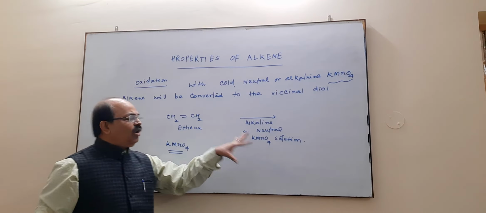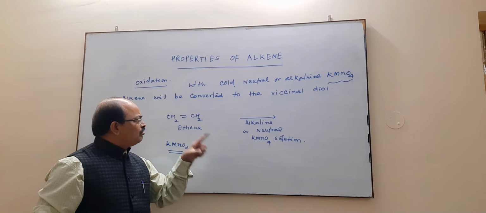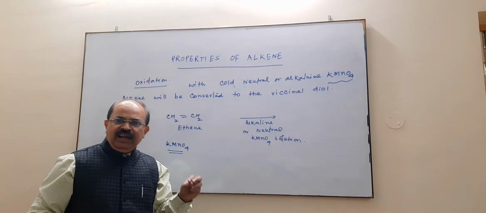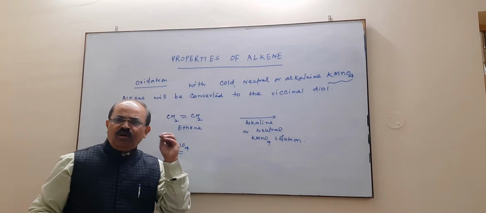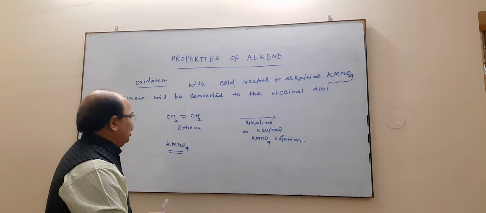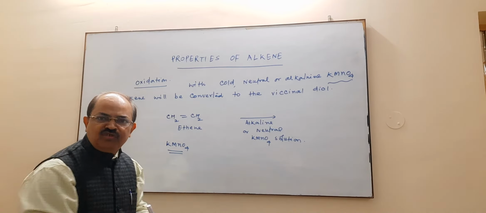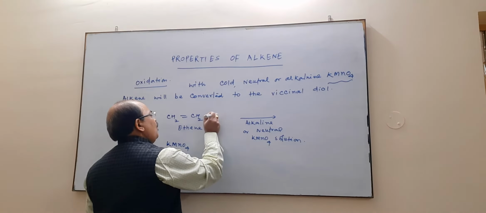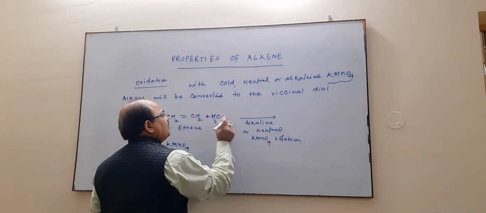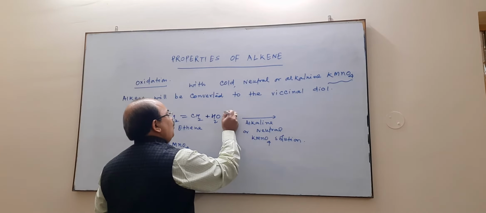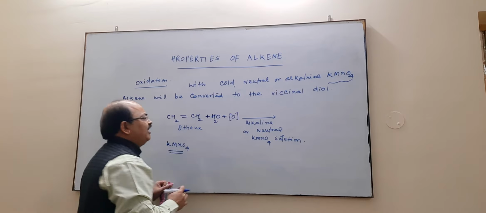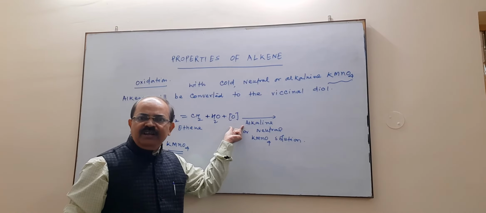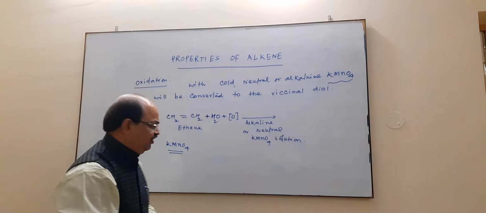अल्कलाइन मीडियम और न्यूट्रल मीडियम। So with cold dilute alkaline or neutral KMnO4 solution, since we are using a solution, it means we have water, and this particular KMnO4 is an oxidizing agent. So what will it provide? It will provide nascent oxygen.